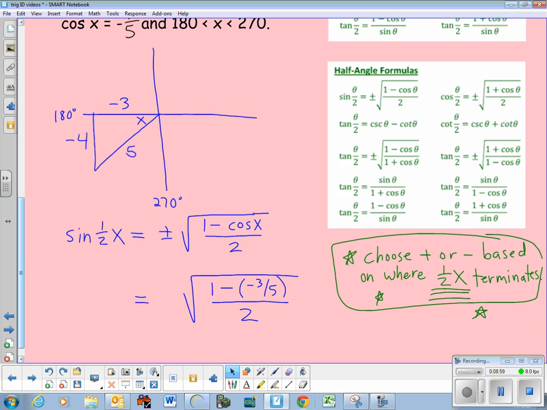I get a lot of negative or positive answers that aren't quite right because of this rule. So what this means is I need to know whether sine is plus or minus, cosine is plus or minus, and tangent is plus or minus in some cases.